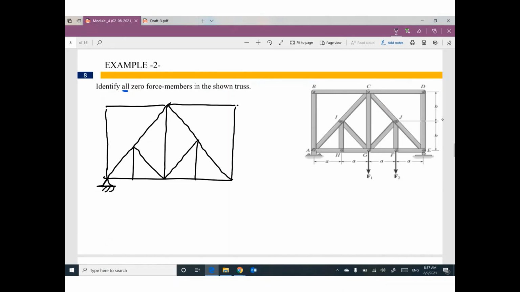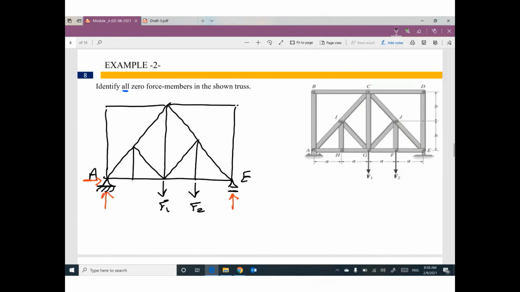We have hinge, we have roller, A, E, we have external load F1, F2. Please don't forget, this roller will give you a reaction. How much? I don't care, but it's a reaction. This one will give you 2 reactions. How much? I don't care, but we still have reaction.